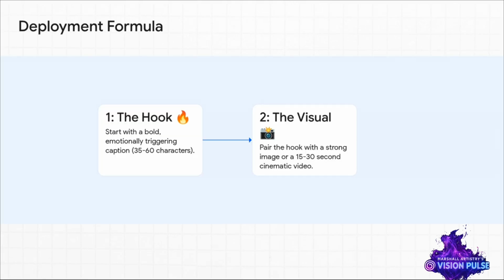Think of it like a 1-2 punch. First up, the hook, a short, bold, emotionally triggering caption. We're talking 35 to 60 characters, max. Then you pair that killer hook with your absolute best Queencore visual, either a really strong image or a short cinematic video. The hook is what makes them stop scrolling, and the visual is what makes them stay.